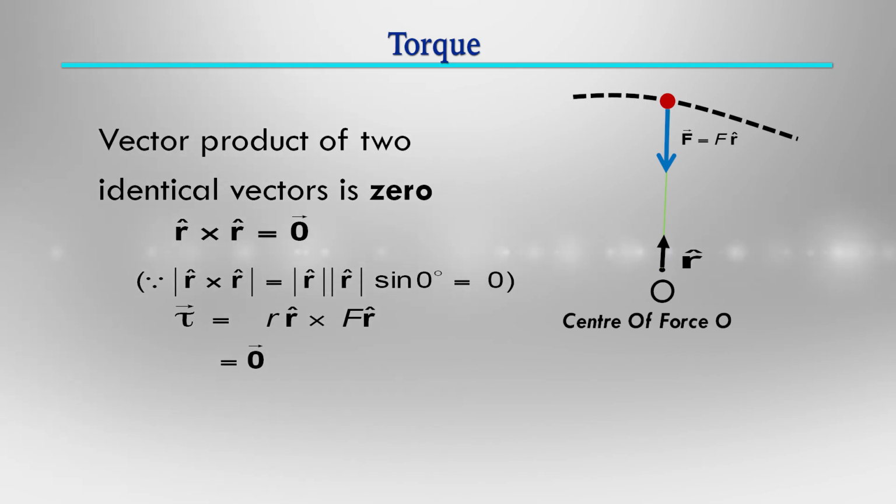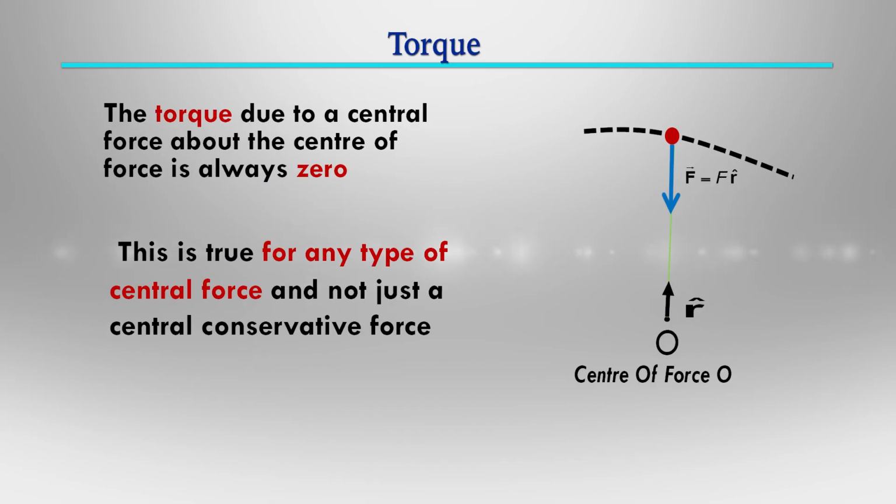So what do we know? Now we know that whatever be the type of central force, provided it is a central force, the torque due to the central force about the center of force is a null vector. So the torque due to a central force about the center of force is always 0, and as I have said, this is true for any type of central force and not just a central conservative force.